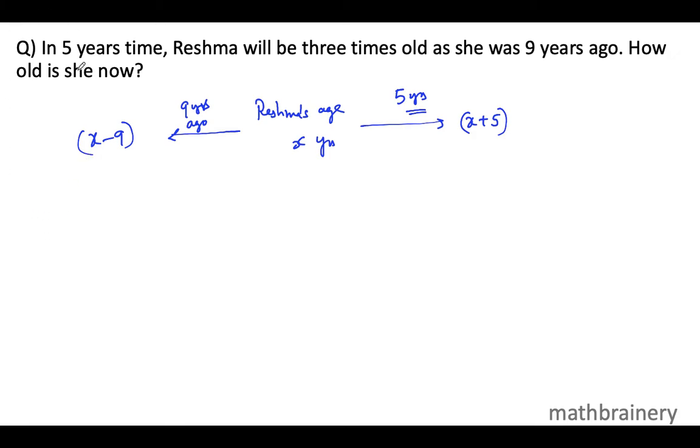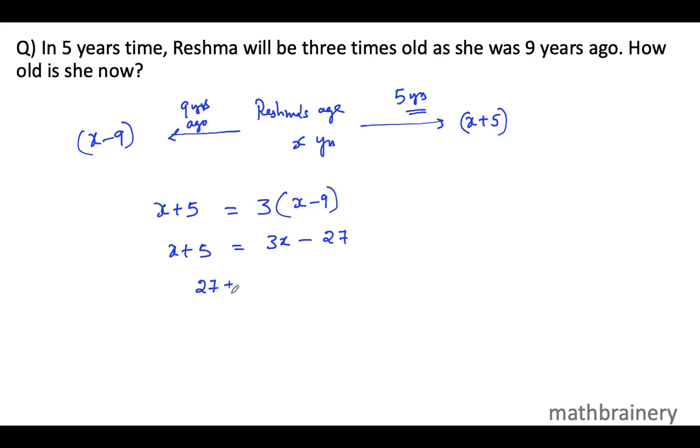Now, what is the condition? In 5 years time, Reshma will be 3 times as old as she was 9 years ago. That means this x plus 5 must be 3 times her age 9 years ago, which is x minus 9. Let's simplify this now. X plus 5 is equal to 3 times x minus 9, which will be 3x minus 27.